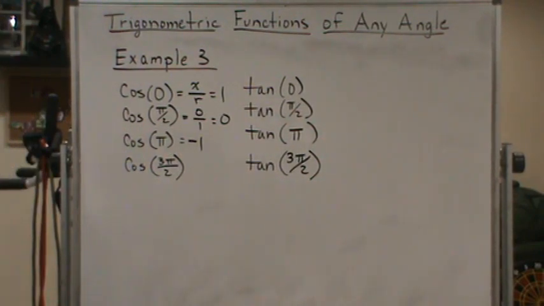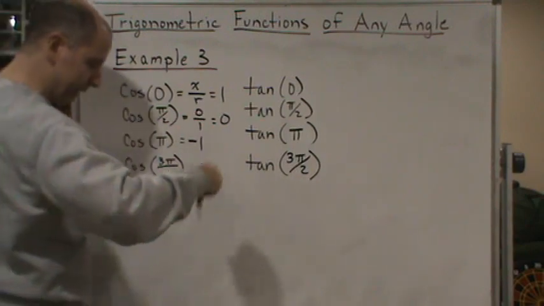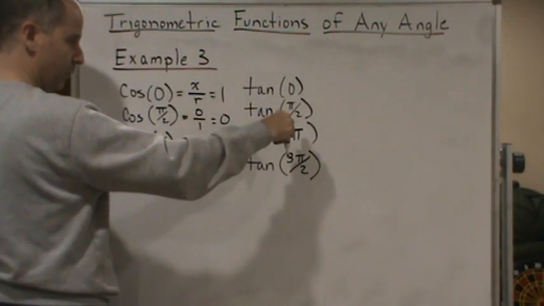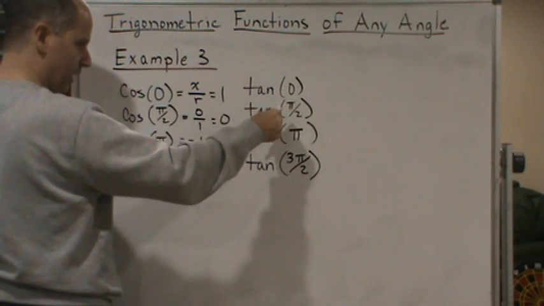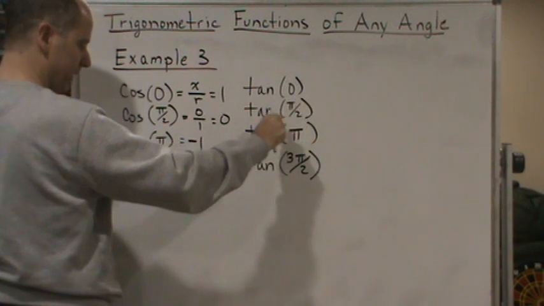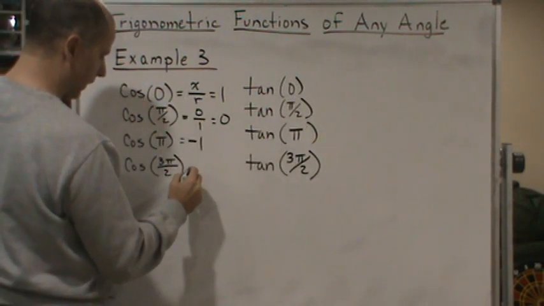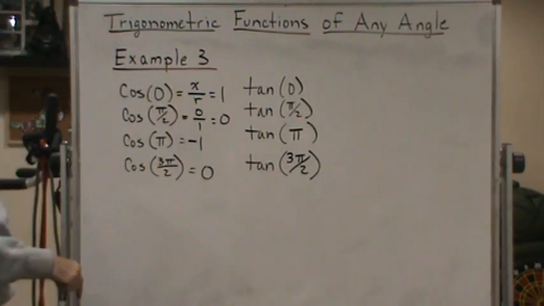Okay? Now, cosine of 3 pi over 2, so that's all the way down, so going straight down. Now you're going from pi to 3 pi over 2. So now the x value is approaching 0 as y is going to negative 1. But again, it's x over r, so it's going to be again 0, right? Because x is going to 0. R is staying the same, right?